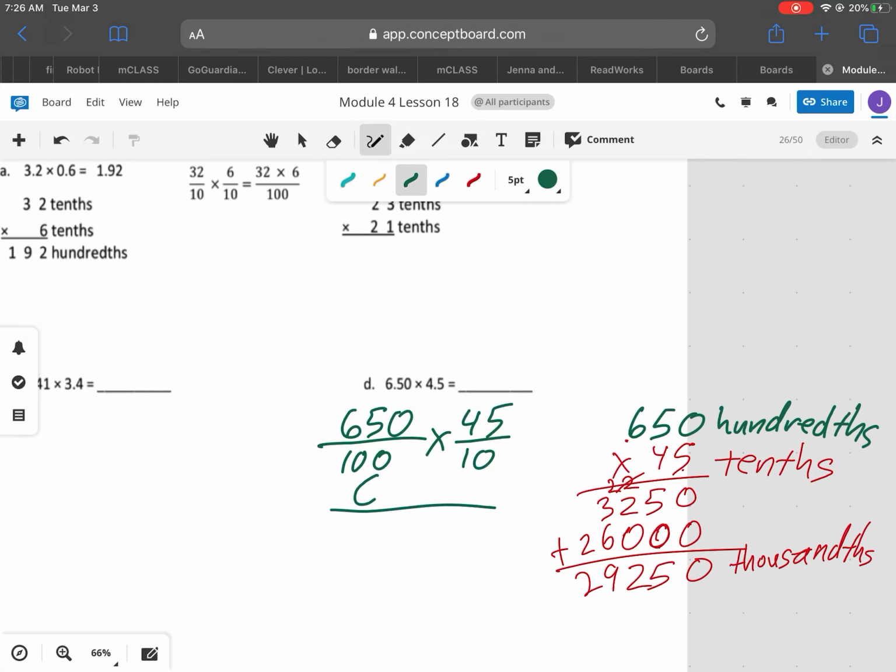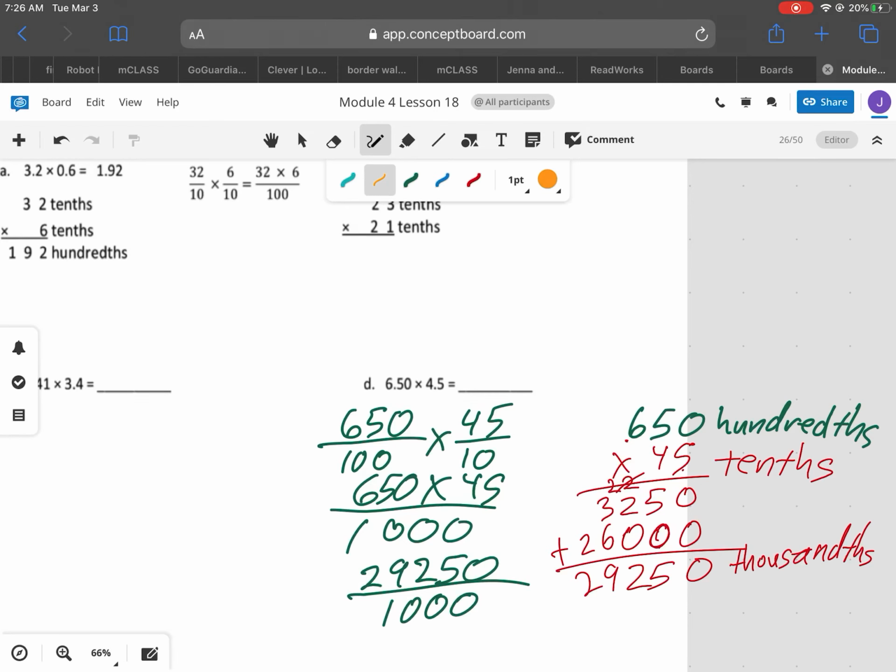All right, so we're over here. We have 650 times 45. I'm skipping a step because I know that 100 times 10 is 1,000. And then I know my answer is 29,250 thousandths.